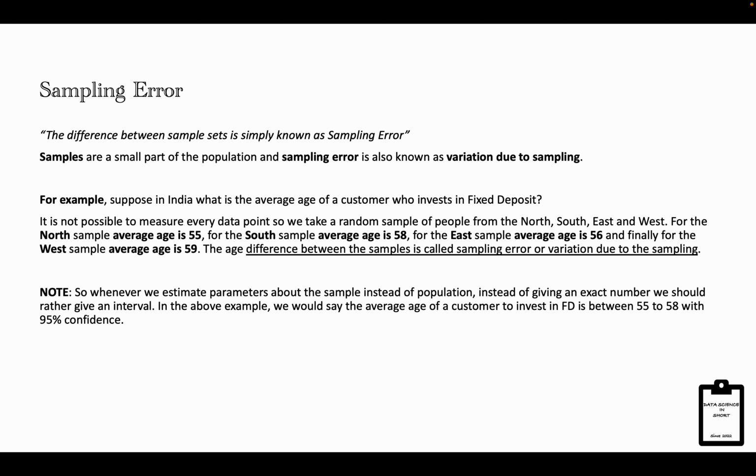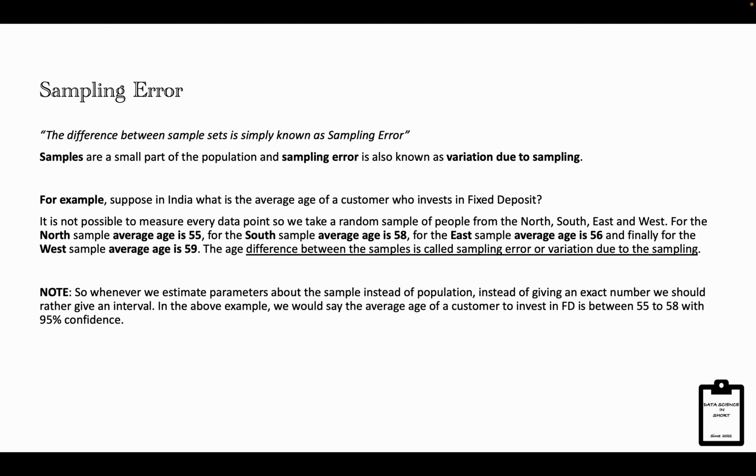For example, suppose in India, what is the average age of a customer who invests in fixed deposit? It is not possible to measure every data point. So we take a random sample of people from north, south, east and west. For the north sample, the average age of the customer who invests in fixed deposit is 55. For south, the average age is 58. For east, the average age is 56. And finally, the west, the average age is 59.